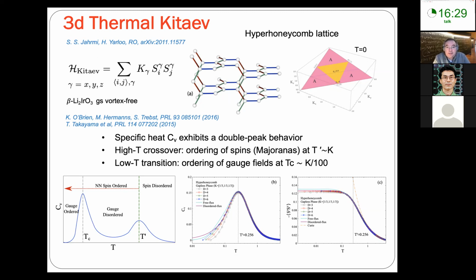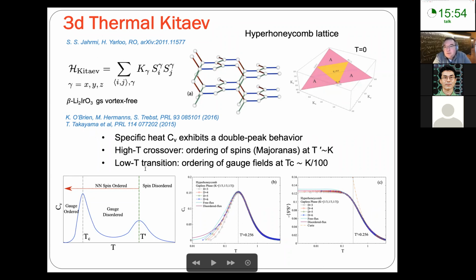Now, the thermal properties are very interesting because there are papers claiming and actually showing that the specific heat has a double peak behavior. This is kind of signaling two interesting regions in the thermal phase diagram. So at high temperature, there is a peak in the specific heat that corresponds to a crossover. It's not a phase transition, it's a crossover. And this corresponds to the ordering of the spins, of the actual Majorana fermions, at a temperature that is around the coupling.